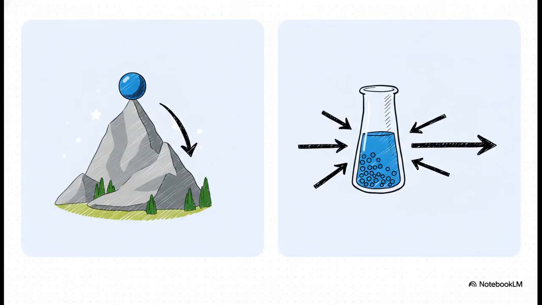And look, the comparison to the ball on the hill just works so well. For gravity, potential depends on height and mass. For chemicals, it depends on stuff like concentration and temperature. But the goal is always the same. Everything is trying to find that lowest possible energy state, that point of equilibrium.